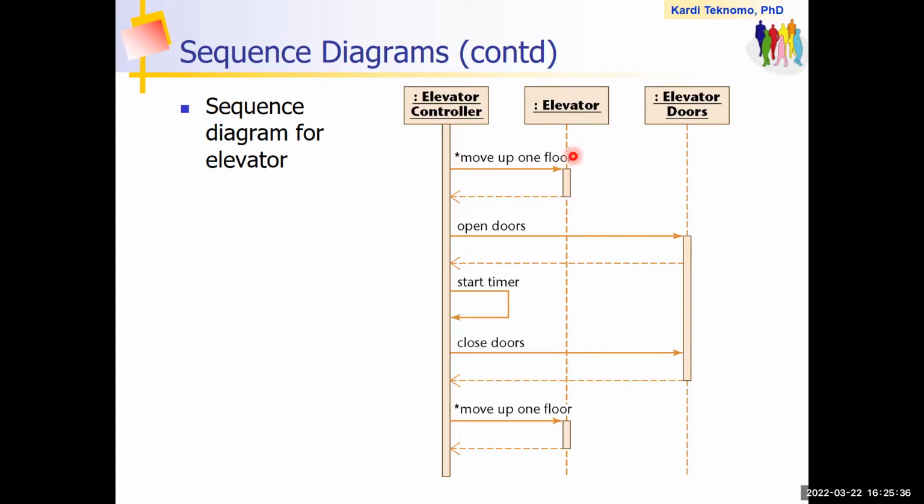Okay. And then once it has moved, the message will come back to the elevator controller. The controller is the one that sends the message to open the door, and then the elevator door will open. So you see the elevator door lifeline is until here, meaning it is until the elevator controller says close the door, then the control comes back to the elevator controller, and then again moves one floor.